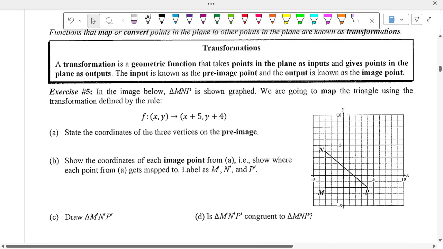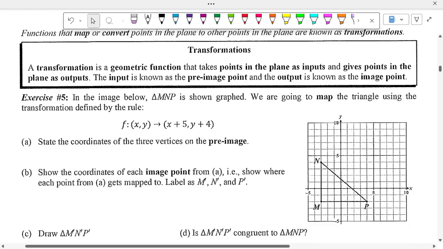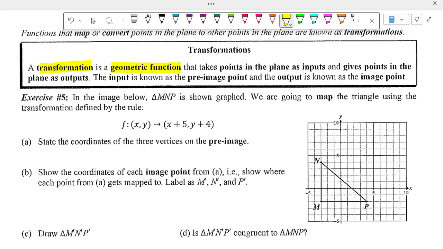All right, so some vocabulary here. So transformations. A transformation is a geometric function, which is what we've been doing, where it takes points in a plane as the inputs. So the original points are the inputs, and it gives points in the plane as the outputs. All right. So once we put those points into the formula like we've been doing, the output is the new point. All right. So the input is what we call the pre-image. The output is what we call the image.